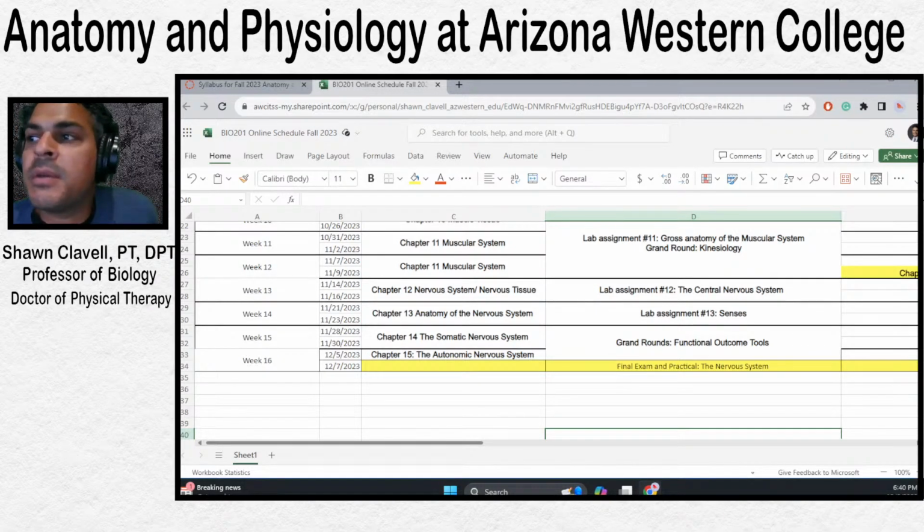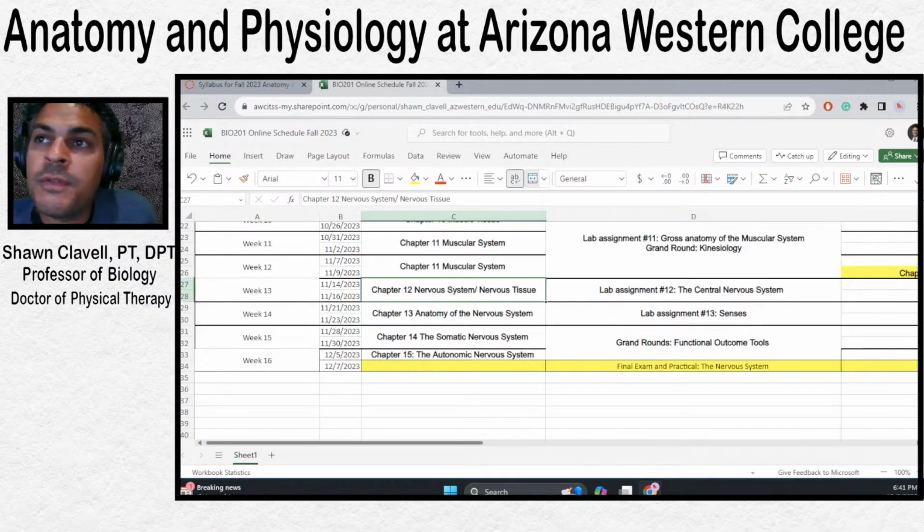So looking at the final exam and practical, which will be published starting tomorrow, Thursday, December the 7th. It will cover chapters 12, 13, and 14. Remember that you have a reading assessment associated with chapter 15, the autonomic nervous system.